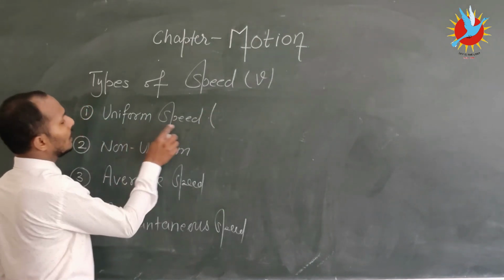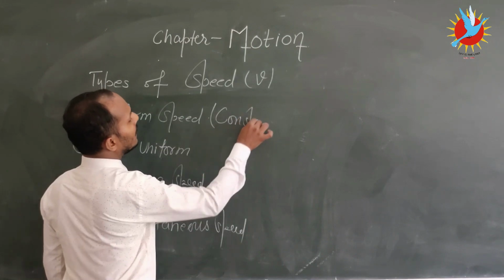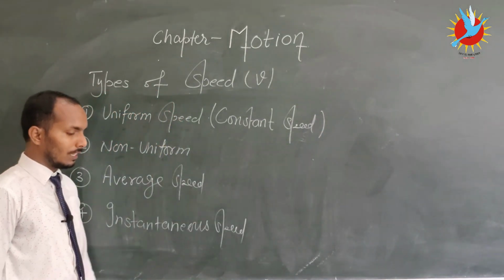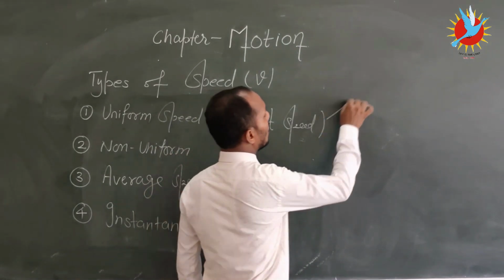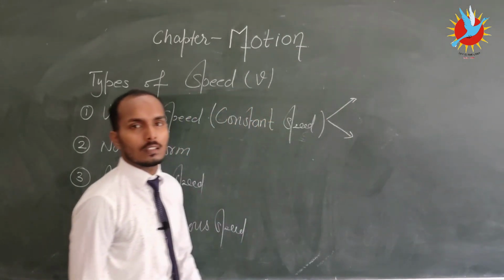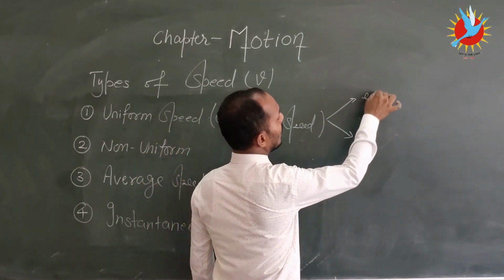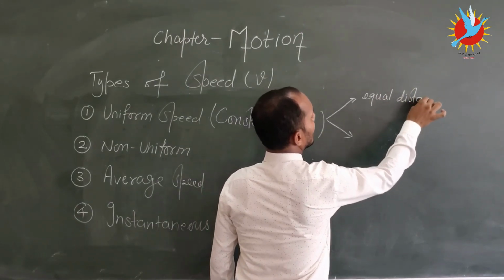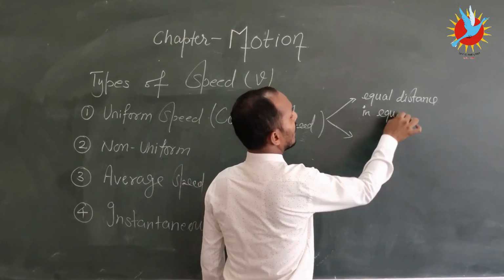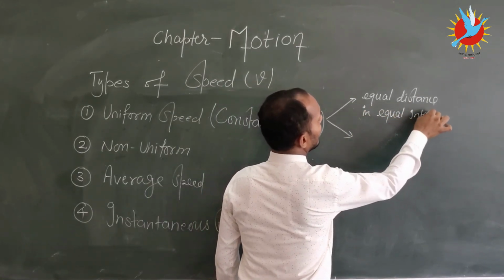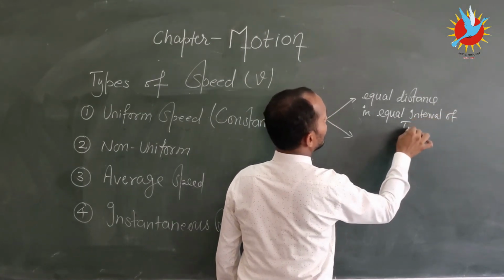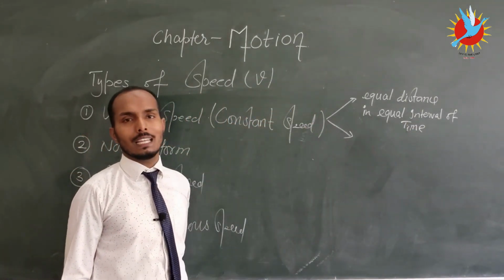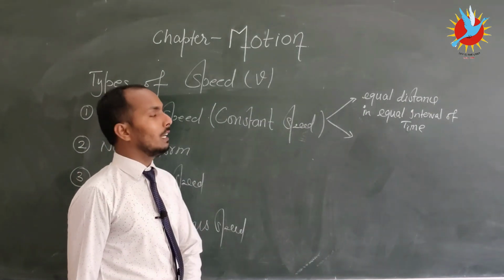Another name for uniform speed is constant speed. What does it mean? You can define constant speed in two ways. Number one: if an object covers equal distance in equal intervals of time, then the body is said to have uniform speed. If a body covers equal distance in equal intervals of time, then it is said to have uniform speed.